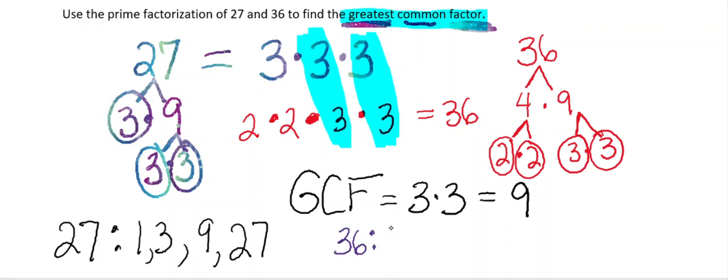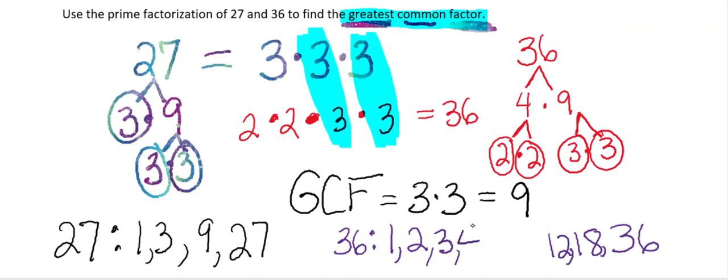36, I'm going to start with 1 and 36, 2 and 18, 3 and 12, 4 and 9, 5 doesn't divide into 36, 6 and 6. So I've closed the gap. 36 has a lot of factors. Now what's the greatest? So if I work my way down, 36 is not in both lists. 18 is not in both lists. 12 is not in both lists. 9 is the highest number that is in both lists. So there's two ways to think about greatest common factor.